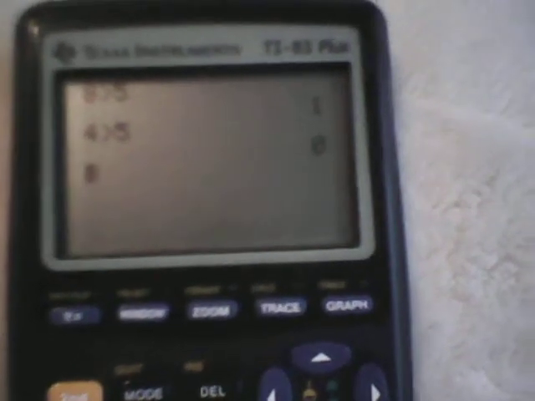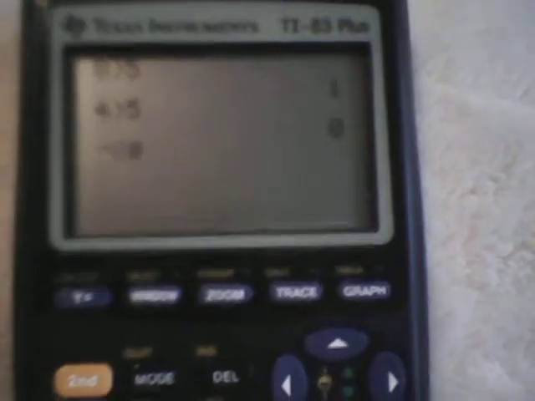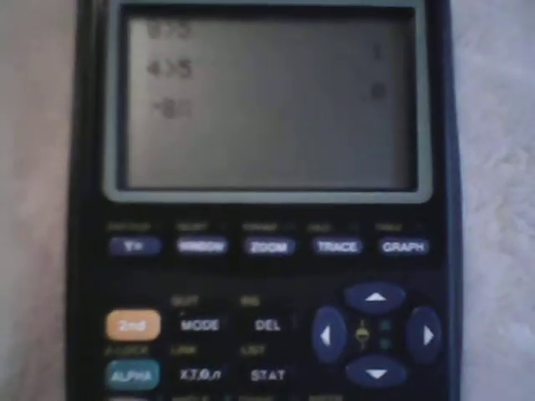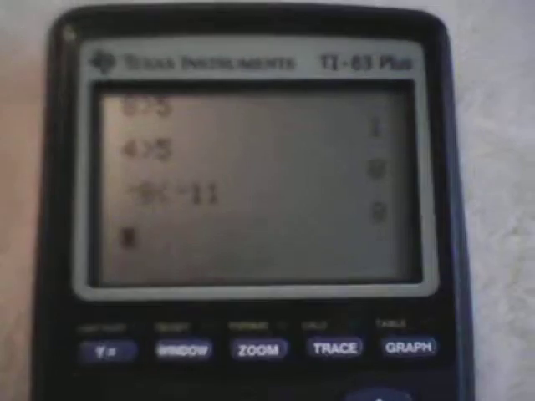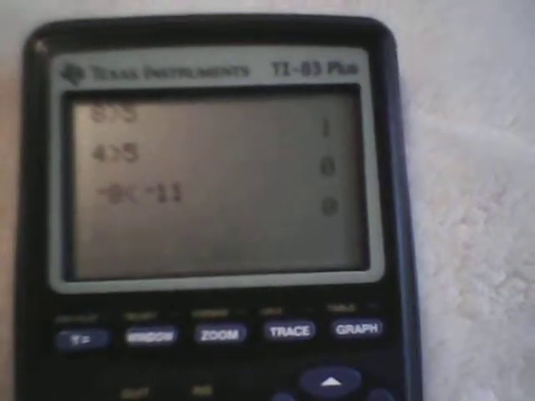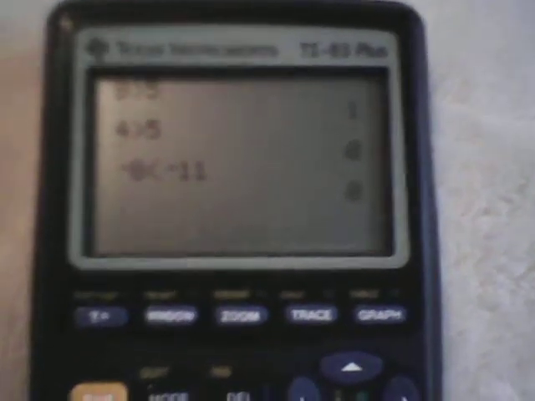These are pretty simple questions, but when you get into, let's say, negative numbers, how about if we want to know if negative 8 is less than negative 11? Hit second, math, scroll down to your less than, which appears to be number 5. So it's negative 8 less than negative 11. Hit your enter. It tells you 0, same thing as no. Remember, when you're dealing with negative numbers, the closer you are to 0, the greater the number.